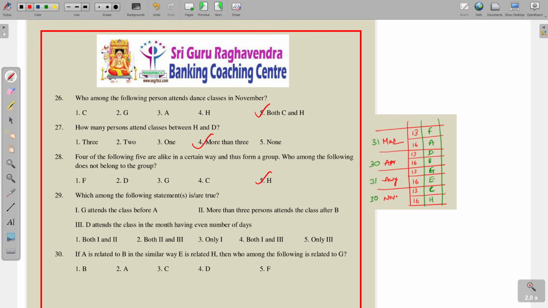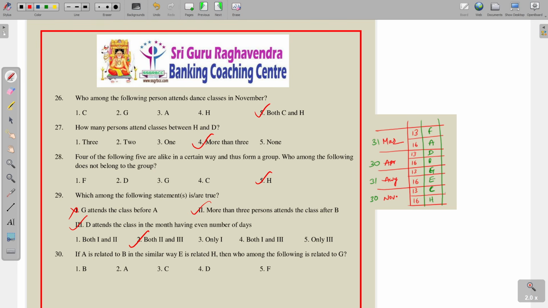Next, which among the following statements is true? G attends the class before A. So not before A, after A. First one is not correct. More than 3 persons attend the class after B. So more than 3 persons, 1, 2, 3. Actually 4 persons are there. Second one is correct. D attends the class in the month having an even number of days. So D is attending in April, that is 30 days. Third one is correct. Only 2 and 3 are correct.